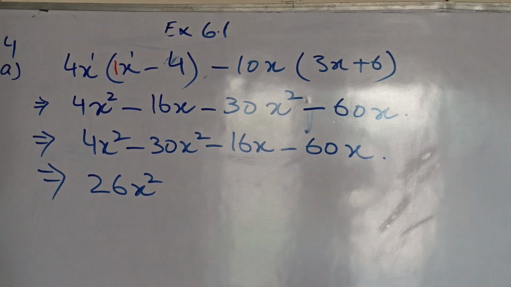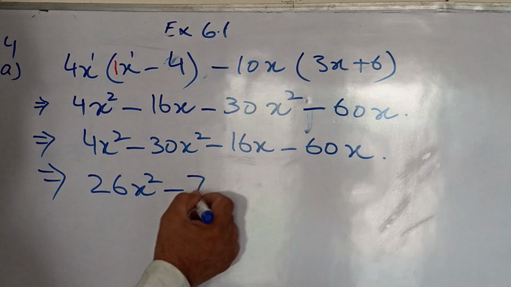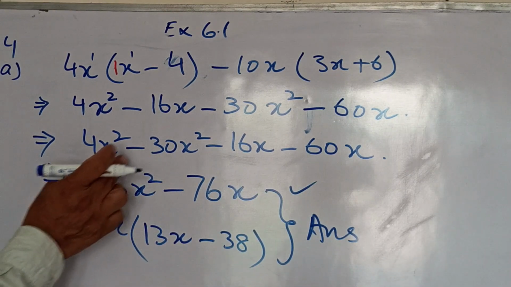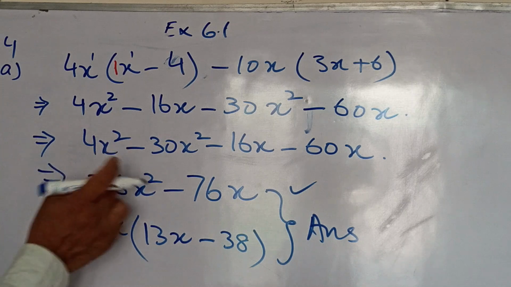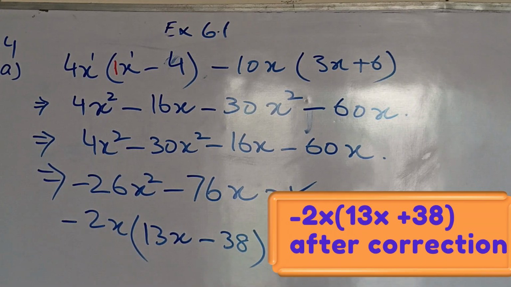And this will add together and it will become 76x. You see that there is a little mistake over here. Now this is the larger amount. It will become minus.